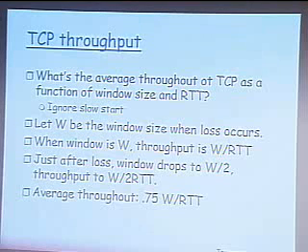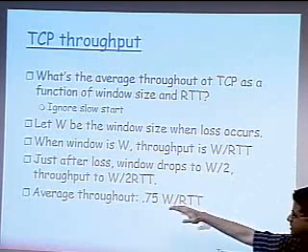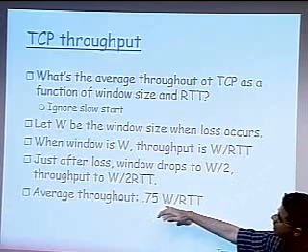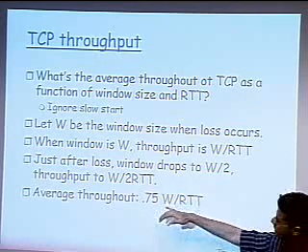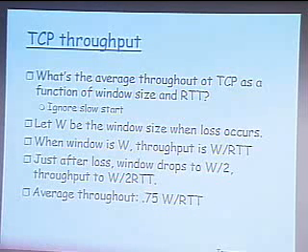The book goes through this derivation of the TCP throughput. And then you have this formula that the average throughput by going through these steps is 0.75 times W when the loss occurs, divided by the round trip time. This doesn't present the entire picture.